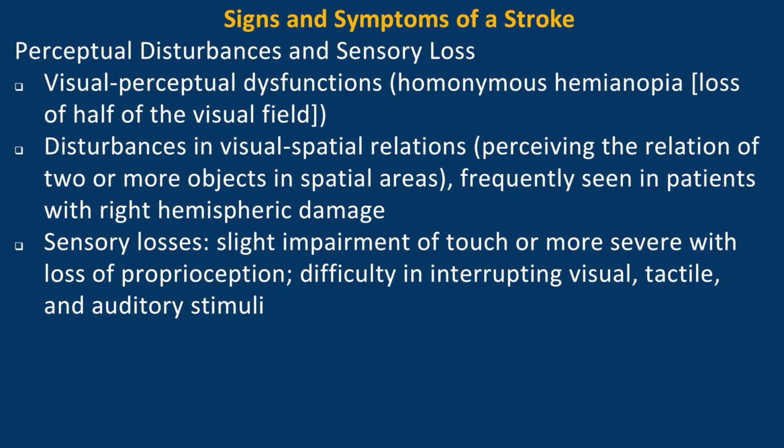The patient may experience visual perceptual dysfunction, that is homonymous hemianopia, loss of half of the visual field, and disturbances in visual spatial relations, perceiving the relation of two or more objects in spatial area, frequently seen in patients with right hemispheric damage. Sensory losses range from slight impairment of touch to more severe loss of proprioception, and difficulty interpreting visual, tactile, and auditory stimuli.